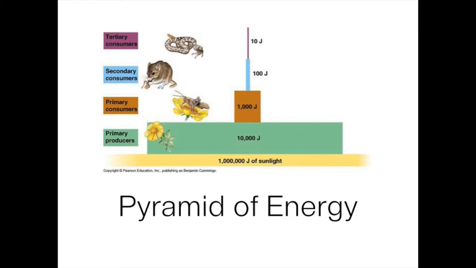This pyramid of energy diagram shows how organisms that have a higher trophic level earn less energy. While the primary consumers earn about 10% of the energy that producers had, the secondary consumers gain only 1%, and the tertiary consumers get less than 0.1% of the total energy.